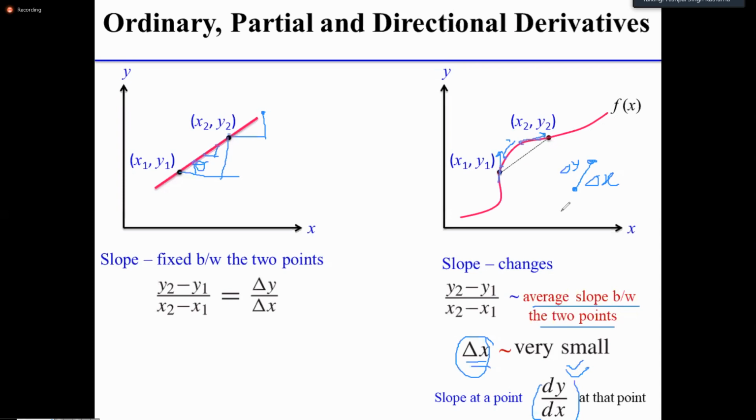So to calculate slope of an arbitrary function fx, we calculate dy over dx, and this is actually the ordinary derivative. So this you have already known from your previous classes.